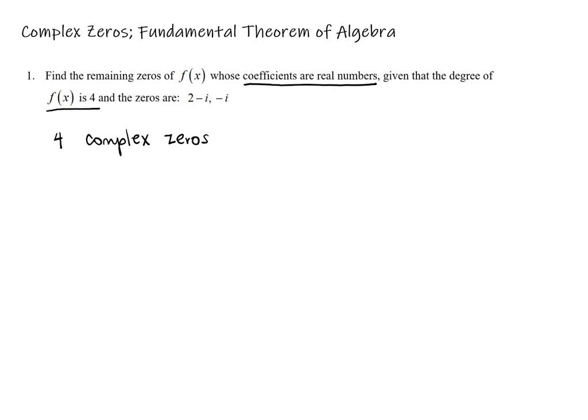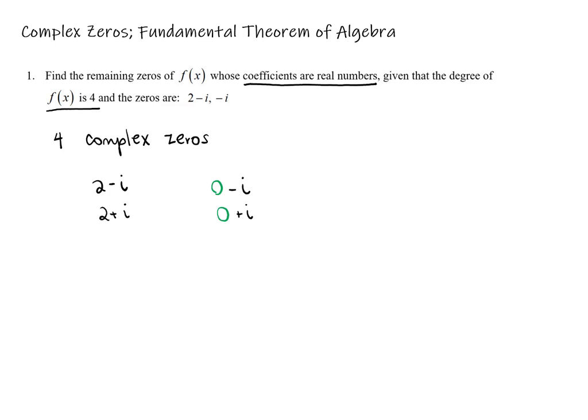And now we're given 2 of the zeros, and they're both complex. And so if we know 2 of the zeros and they're both complex, then we also know that their complex conjugates are also zeros. And so I would get 2 plus i, and I would get plus i. These are really 0 minus i and 0 plus i. And so there we go. And those are our 4 zeros.